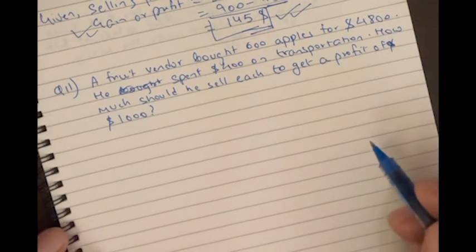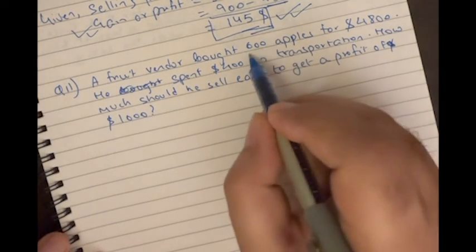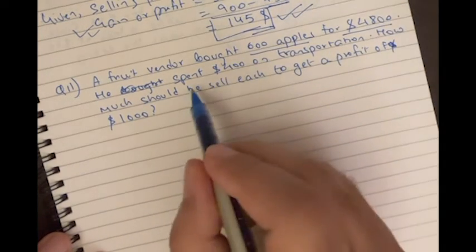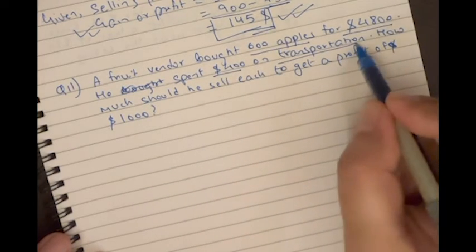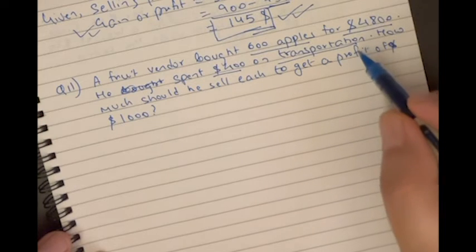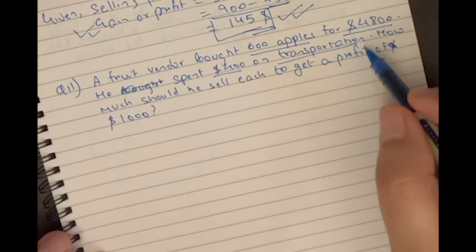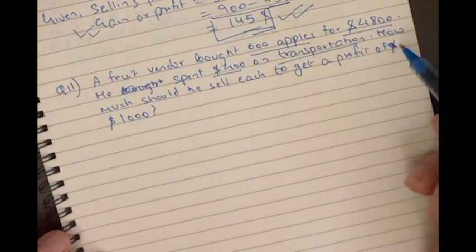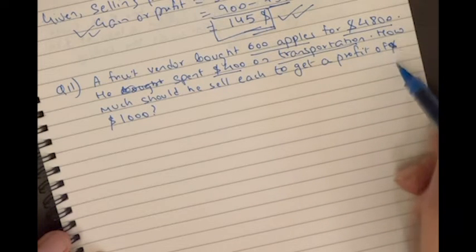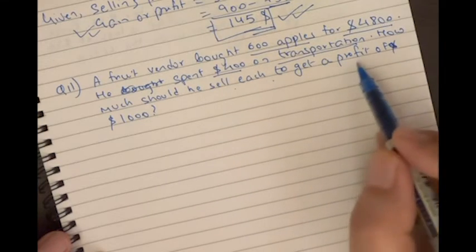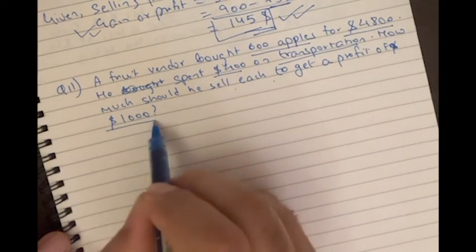Question number 11 says a fruit vendor bought 600 apples for $4,800. He spent $400 on transportation. Exactly my point, right? This is what I was telling you in the previous example, that there could be an additional expense of delivery or transportation on your cost price, and here we have that question now, and we will see how to solve this also. And the second part of the question is how much should he sell each to get a profit of $1,000?